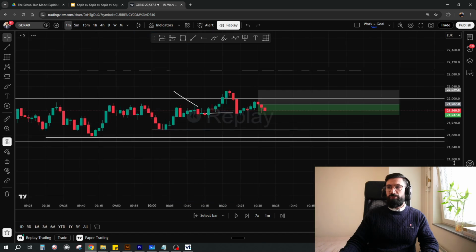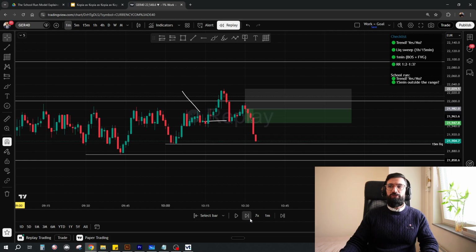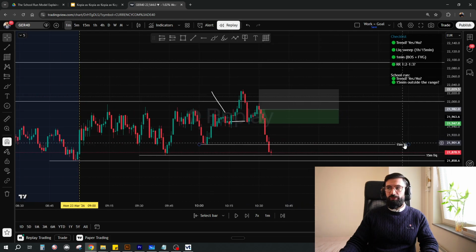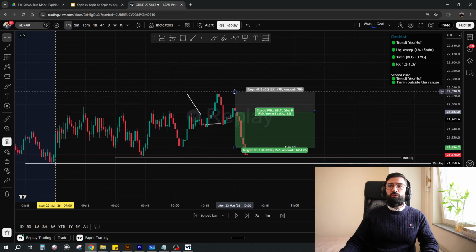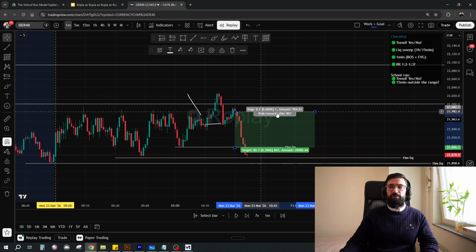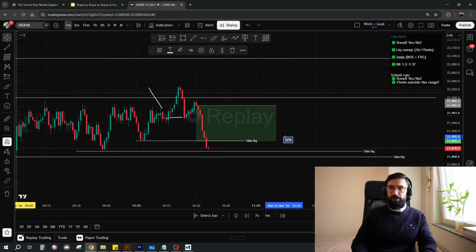So we jump back to the 1 hour, 1 minute, and this is what we do. We wait for it to sweep the first take profit right here. When it sweeps the first take profit right here, we move our stop loss to break even, which means 50% off.